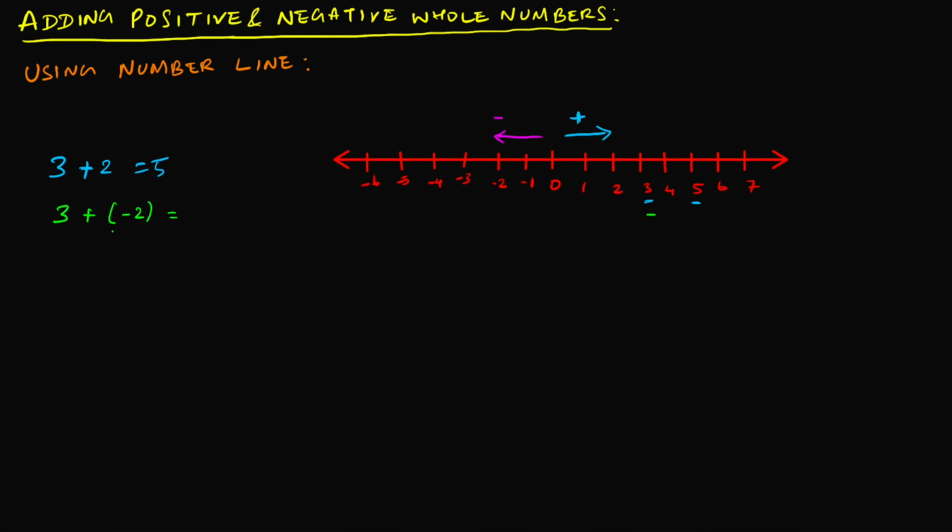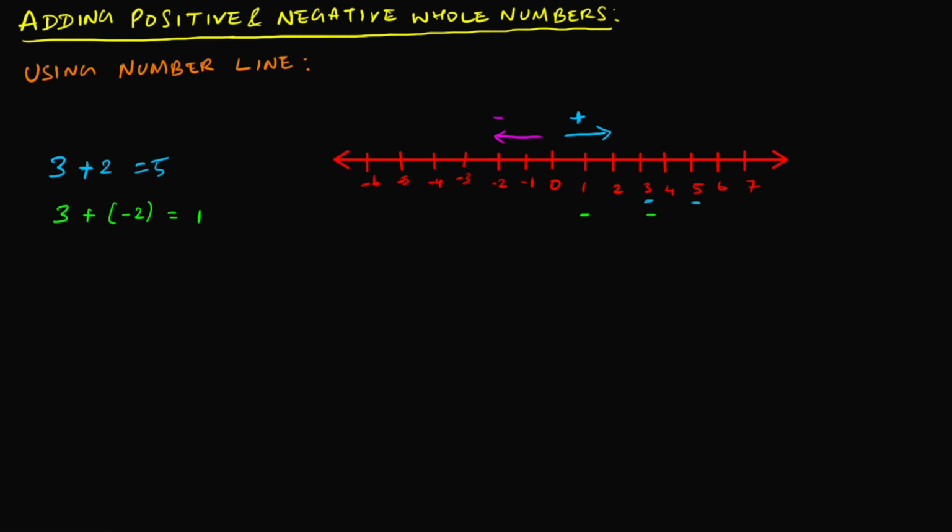Then what we need to do is we need to take 2 steps in the negative direction because this is negative 2. So we need to take 2 steps in the negative direction from the current position. So our current position is 3. So if we take 2 steps in the negative direction, we'll go back to 1. So that's going to be our result.